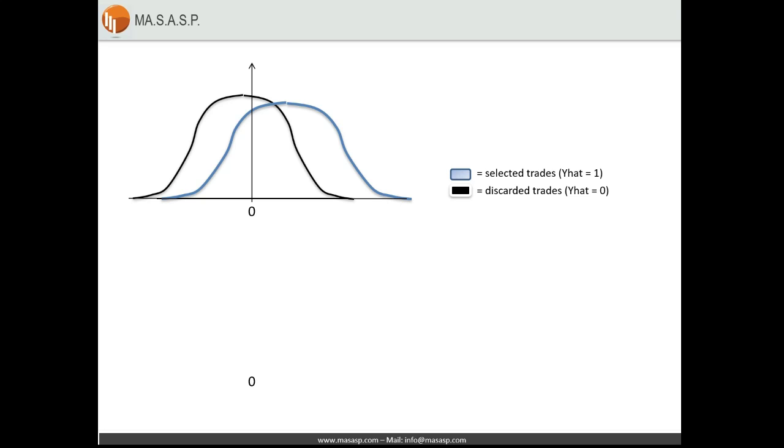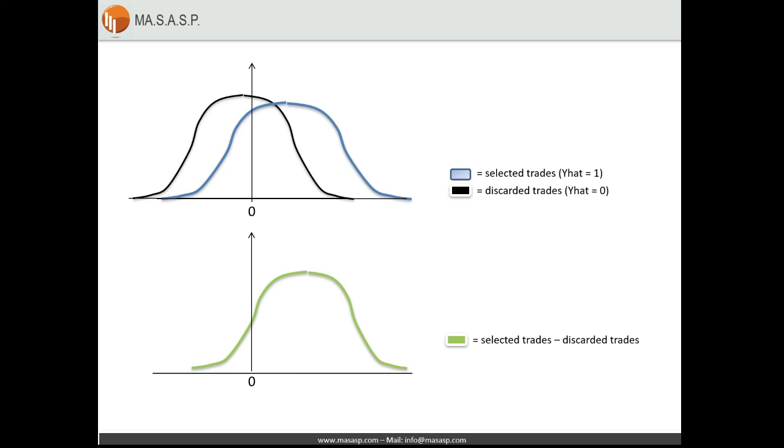Why do we compare these two distributions and these two expected values? Here we adopt a different perspective. We want to figure out whether the predictive model delivers an upgrade to the trade construct. In mathematical terms, we aim to figure out whether the mean 1, y hat equals 1, is bigger than the mean 0, y hat equals 0.